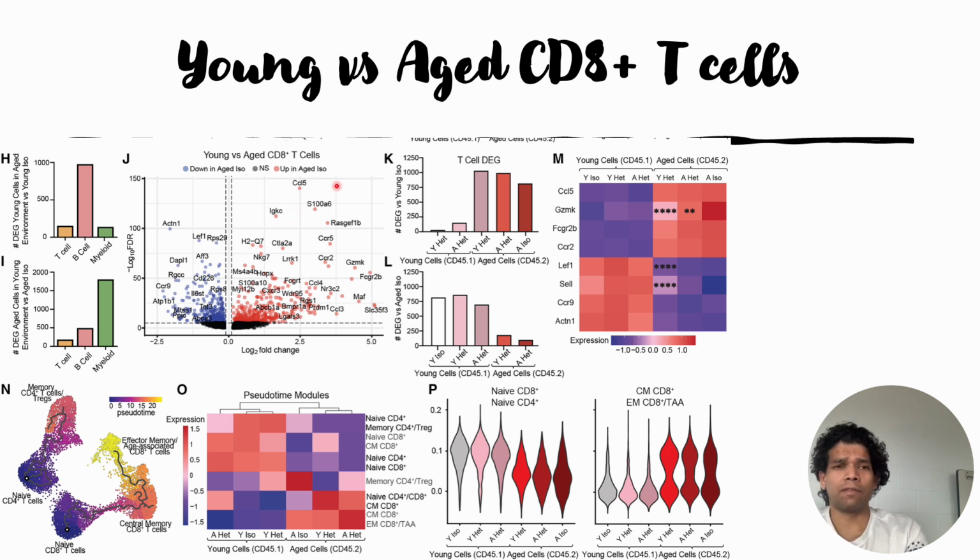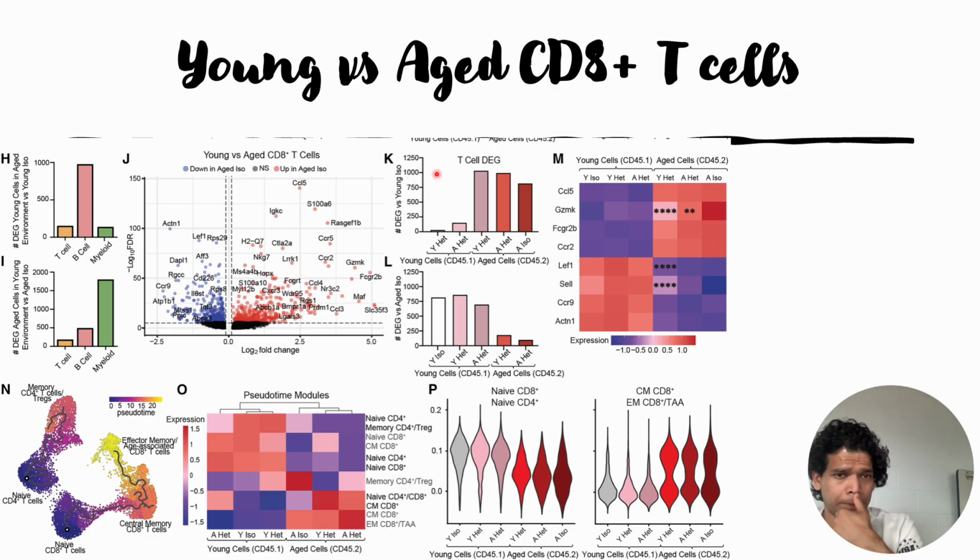And they have further checked this by doing the analysis based on the origin of the cells, that is, CD45.1 for the young cells and CD45.2 for the aged cells. They see that the T cell differentially expressed genes are higher in the heterochronic conditions for both the aged cells and the young cells. This is consistent with panel J, which shows that whenever there are heterochronic conditions, the differentially expressed genes go up for the T cells.